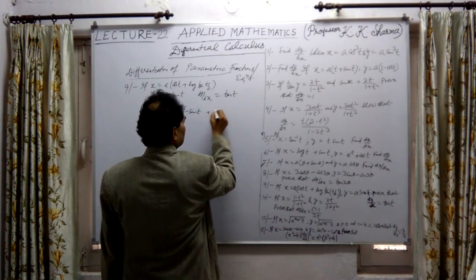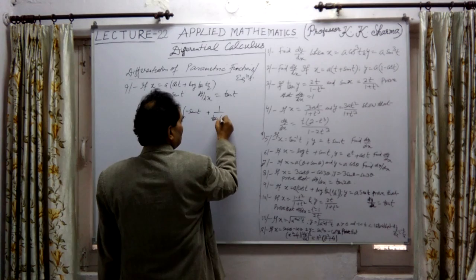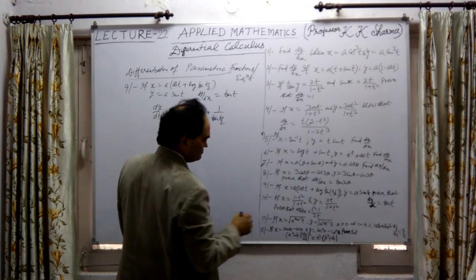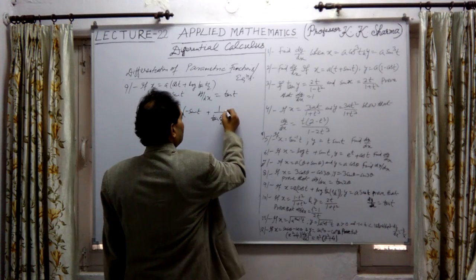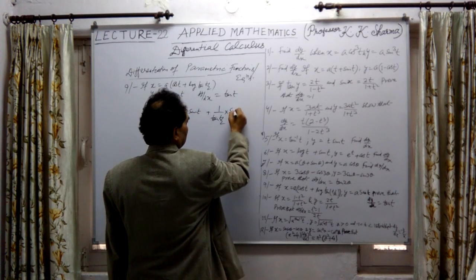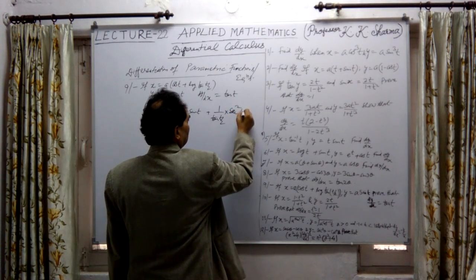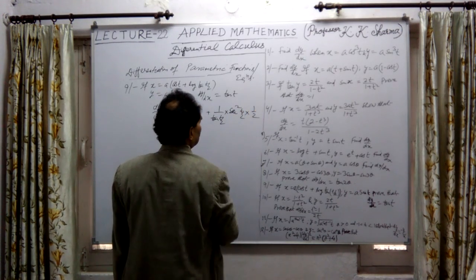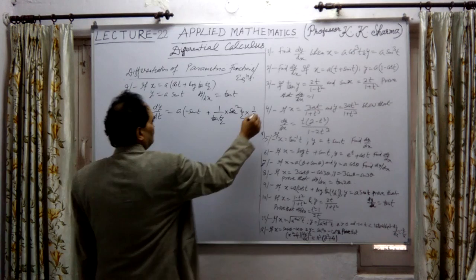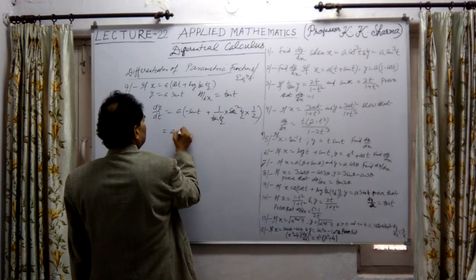But this one, I think I differentiated wrongly in the first attempt. Let me do this again. This is 1.tan t/2, and the differential of tan t/2 is sec² t/2, and the differential of t/2 is 1/2. I'm sorry, it was an easier question.